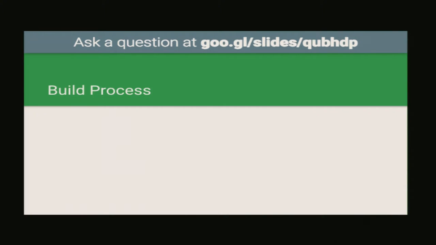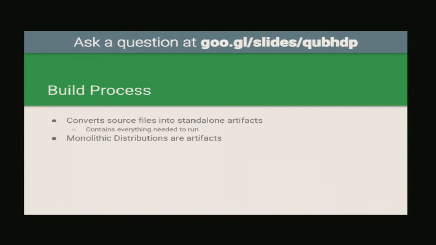A solution to this is what's known as the software build process. A build process converts source files into standalone artifacts. A standalone artifact contains everything that's needed to run. So the result of a build process is basically that monolithic distribution, with everything that comes with it. Distributions on Drupal.org are typically built with a Drush makefile, which is a source file that says these are the custom things that need to come into this project to be able to make this standalone thing that you can now use as a turnkey. So monolithic distributions are artifacts.